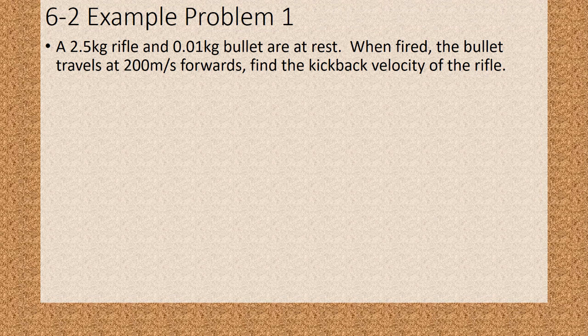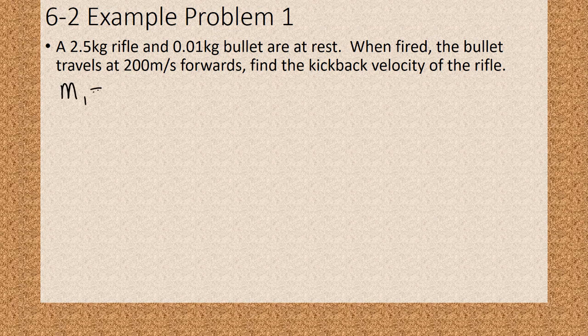So the first problem here is using conservation of momentum. A 25 kilogram rifle and a 0.01 kilogram bullet are at rest. Now, it doesn't say this, but think about how a rifle works. The bullet gets loaded into the rifle. When fired, the bullet travels 200 meters per second forward. Find the kickback velocity of the rifle.